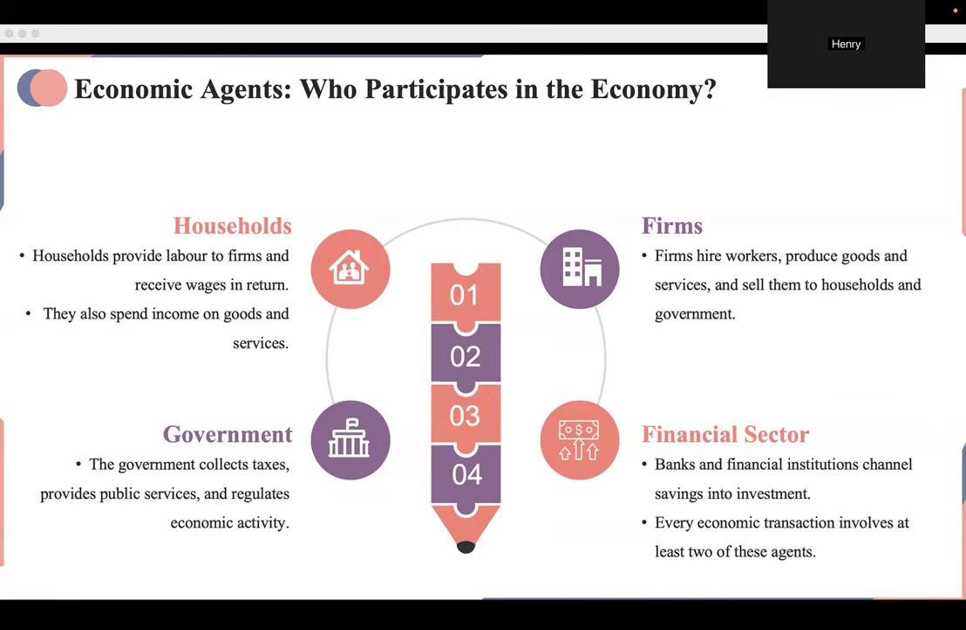Four, financial sector. The financial sector, including banks and financial institutions, connects savings and investment. It takes savings from households and channels them into investment by firms. This is crucial for economic growth. Importantly, every economic transaction involves at least two of these agents.